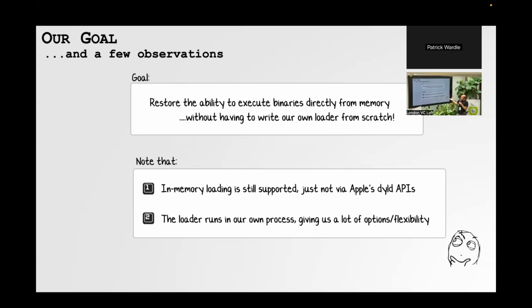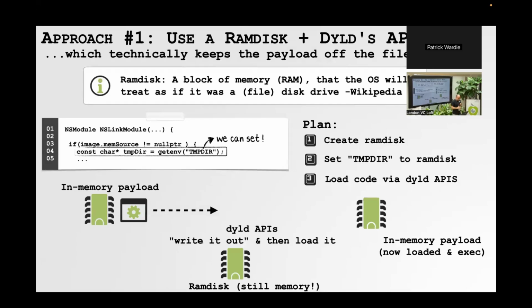And also, the loader code, DYLD, actually runs in our own process space, giving us a lot of options and flexibility. So I had a few ideas. Some of them are mildly neat. I want to talk about them because they're mildly neat, but we will also get to a more elegant solution.